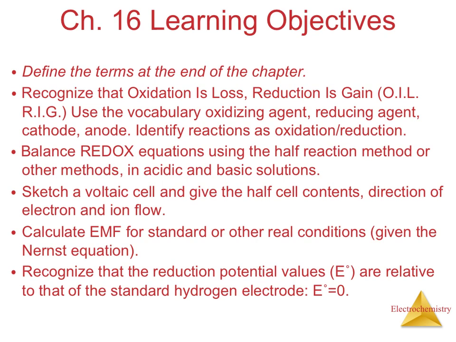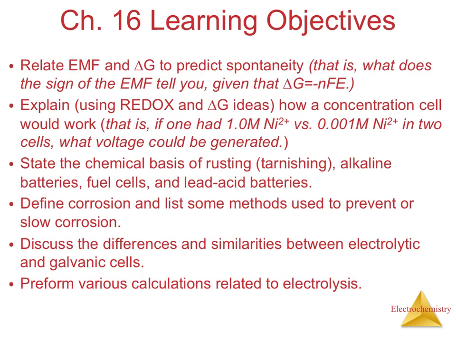And then we also should be able to recognize that the reduction potentials that we see in books, the standard reduction potential E0, are relative to that of the standard hydrogen electrode, which is defined as a potential of 0. You should be able to use the EMF, which is really the voltage for a battery, and the delta G to predict spontaneity, where delta G is equal to negative nFE. Again, when is it spontaneous? Delta G for a spontaneous reaction is negative. The voltage has to be positive for a spontaneous reaction.